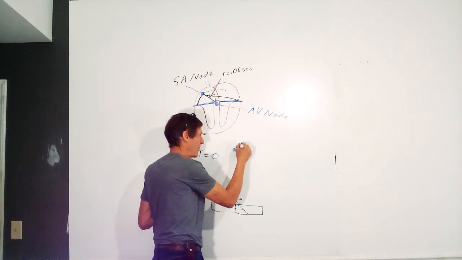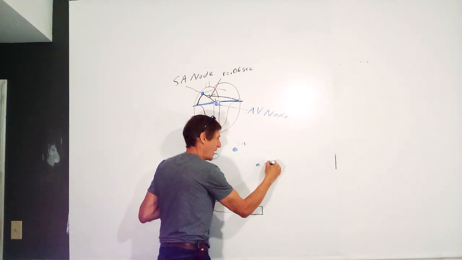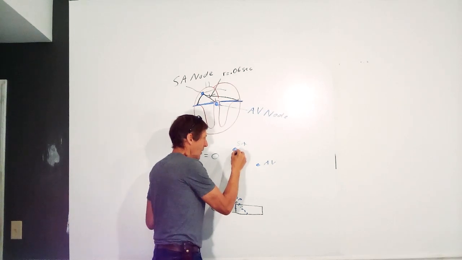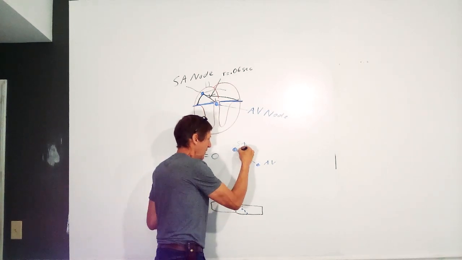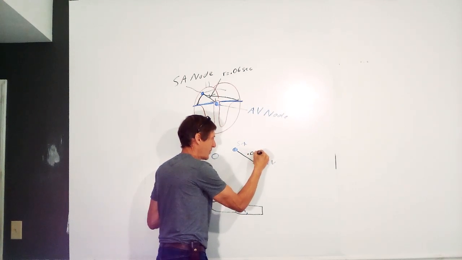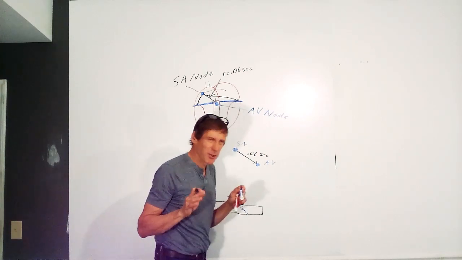I'll just isolate the nodes. That's your SA node. Here's your AV node. So to go from the SA node to the AV node, it's about 0.06 seconds. Now, here's what's kind of weird.